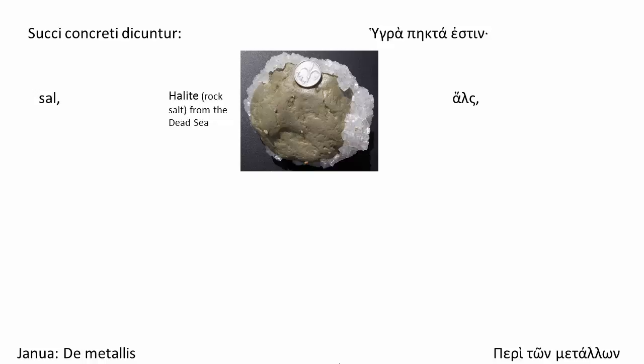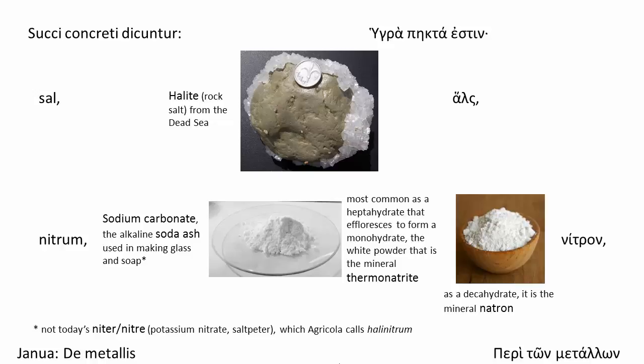Succi concreti dicuntur, sal, nitrum, Greek nitron. And nitrum is sodium carbonate, the alkaline soda ash used in making glass and soap. In its monohydrate form, it is our mineral thermonatrite, and in its decahydrate form, it is our mineral natron.